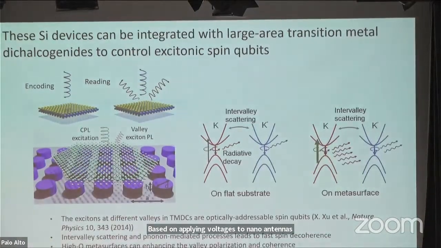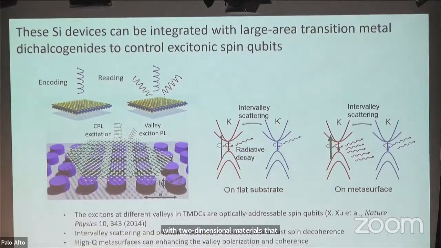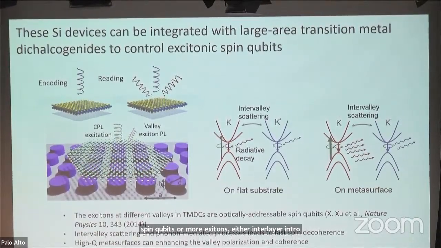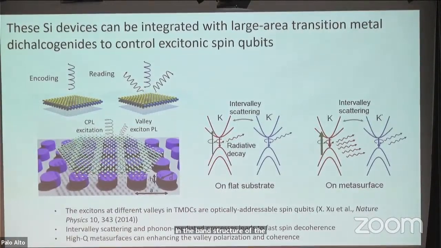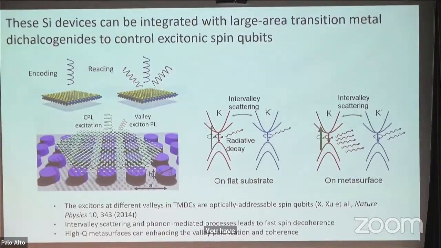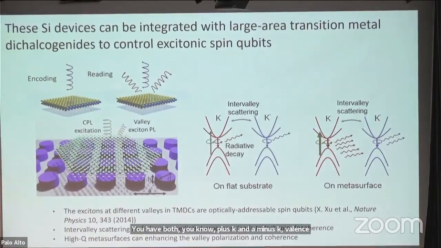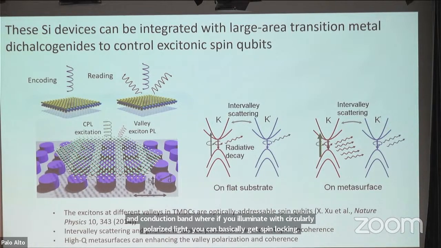And then these can be interfaced with two-dimensional materials that host, for example, spin qubits or Moire excitons, either interlayer or intralayer excitons that basically emerge from the different valleys in the band structure of the two-dimensional material. So in the band structure of these two-dimensional materials, you have both a plus K and a minus K valence and conduction bands, where if you illuminate with circularly polarized light, you can basically get spin locking. So the electron spin gets coupled to the photon spin.